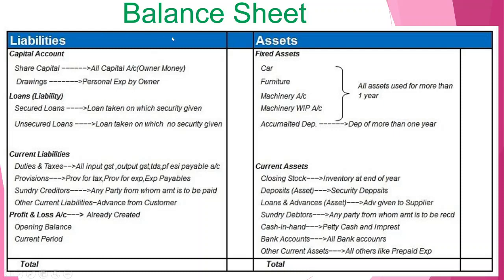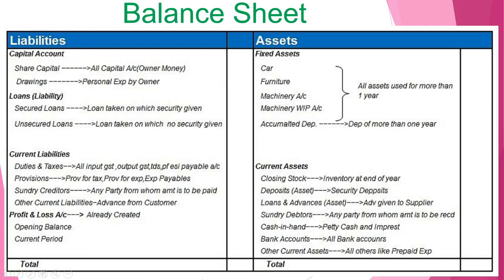Let's see the next part, that is the balance sheet. This is the important report. So this is the liability side and this is the asset side. The capital account, the share capital and drawings are to be given capital account as a group, and other liabilities, say for example secured loan, unsecured loan, are to be considered. Loan liability is the group in Tally. So we are going to give loan liability as a group for secured loan and unsecured loan.